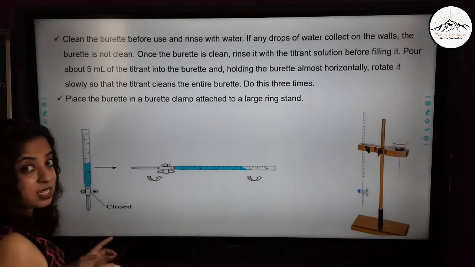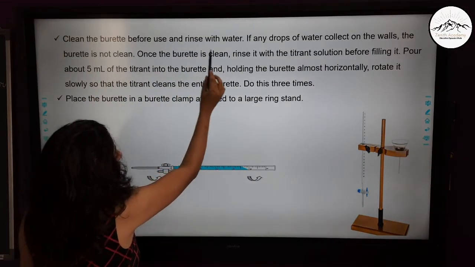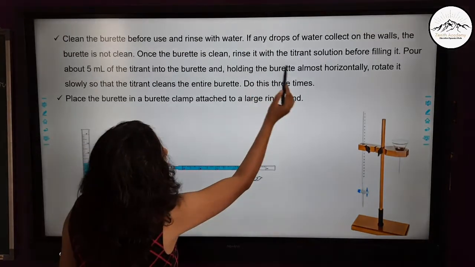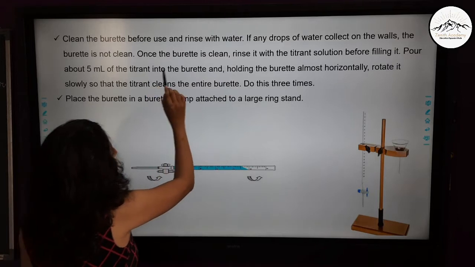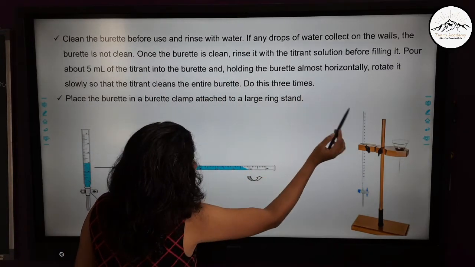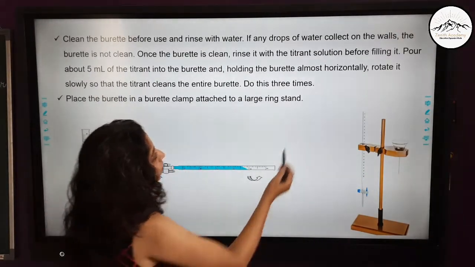So what are the steps to fill acid in the burette? Clean the burette before use and rinse it with water. So first you will rinse it with distilled water. If any drops of water collect on the wall, the burette is not clean. Once the burette is clean, rinse it with titrant solution before filling it. So we will first fill with the solution which is to be titrated.